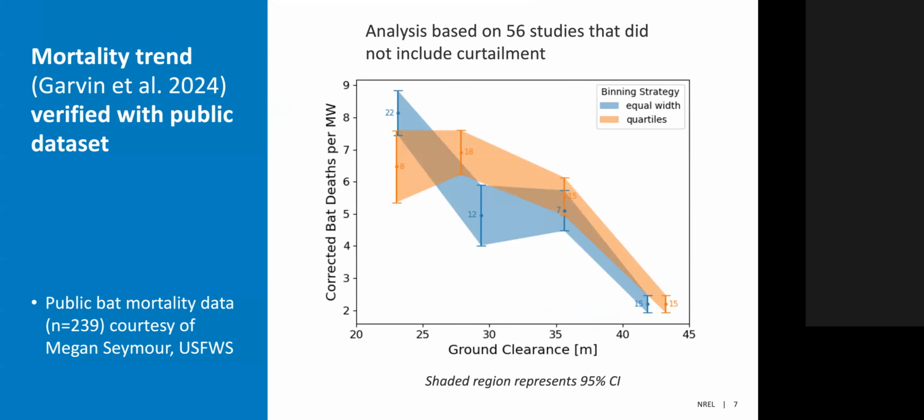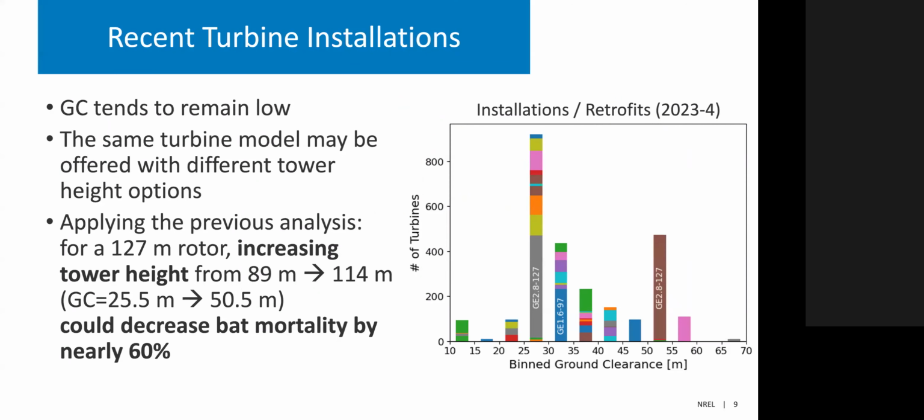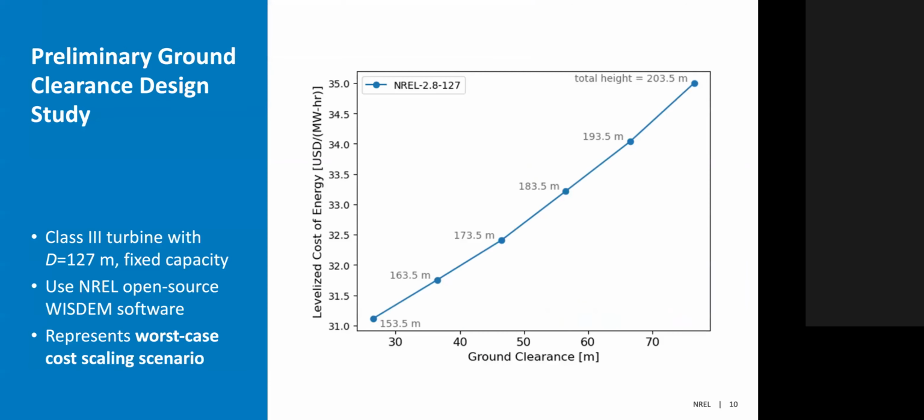If we go back and look at this figure and look at where ground clearance falls on here, we can conservatively say that if we install the turbine model that has the 50-meter ground clearance, we could potentially decrease bat mortality by nearly 60%. So I think this is important, actionable information, and it means that the technology already exists to help manage or mitigate this wind wildlife conflict with respect to bats.